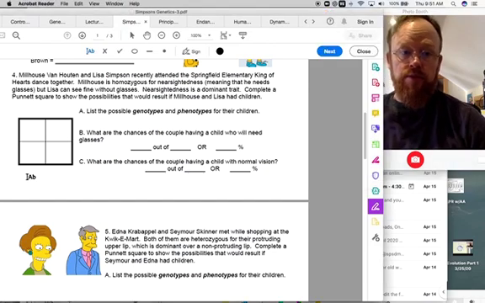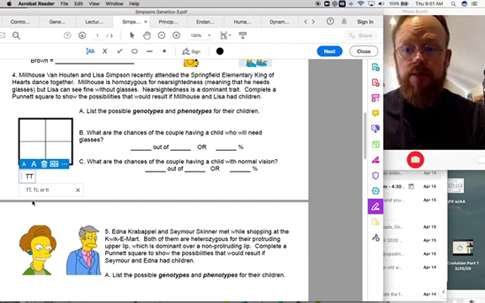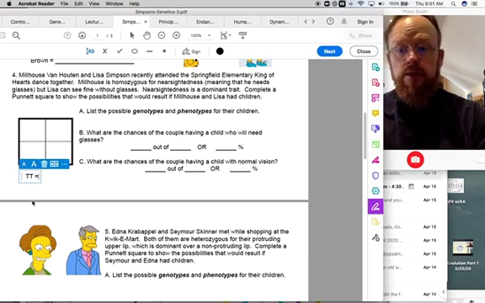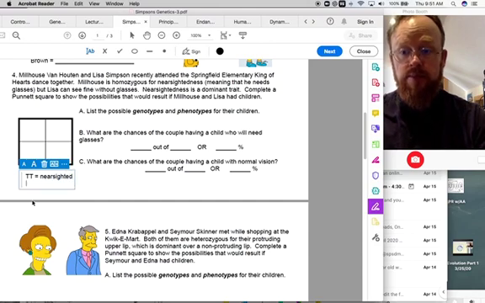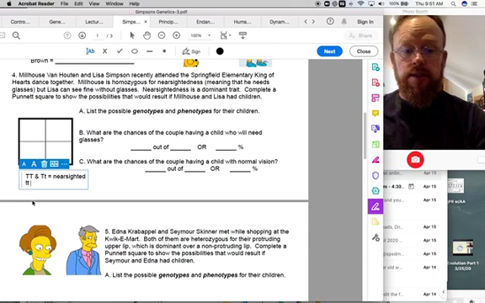So here's what I would do first if I were doing this. I would say, okay, capital T equals nearsighted, right? And that's information I pulled from there. Actually, what I would do is say capital T, capital T and capital T, lowercase t equal nearsighted. And then I would say little t equals normal vision. Okay, that's how I would start this.